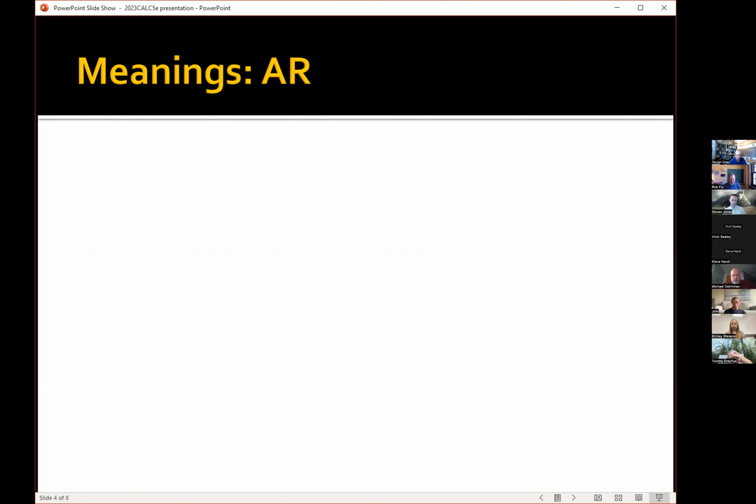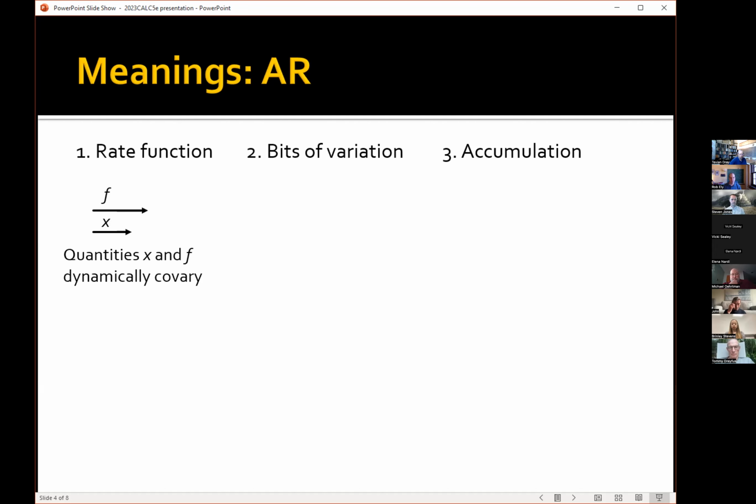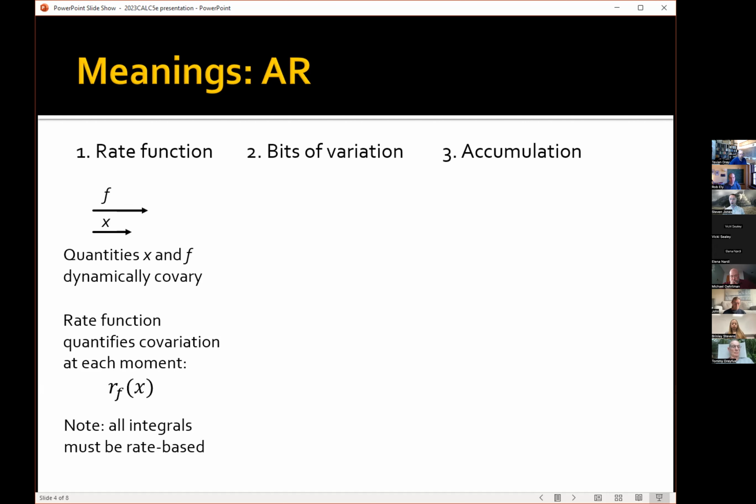Okay, so to switch and do the same thing with accumulation from rate, we also saw a three-part structure in accumulation from rate, but a different structure, so different kinds of meanings entailed here. The idea with rate function is there's two quantities you're interested in that dynamically covary with each other, and that there's a rate function that's going to quantify that covariation for every moment. A really important thing in this paradigm is to realize that all integrals must be rate-based. So if there's a different quantitative structure going on in a situation, it has to first be converted into a rate structure before it makes sense to talk about integrals for it.